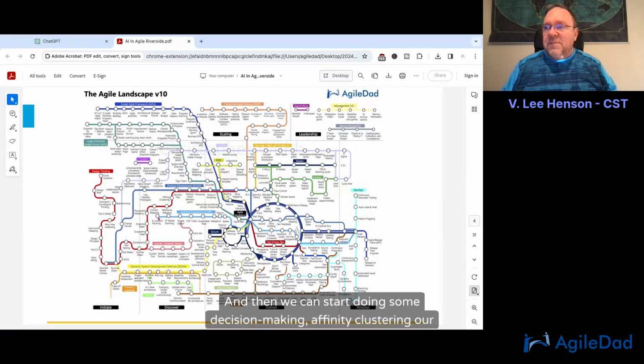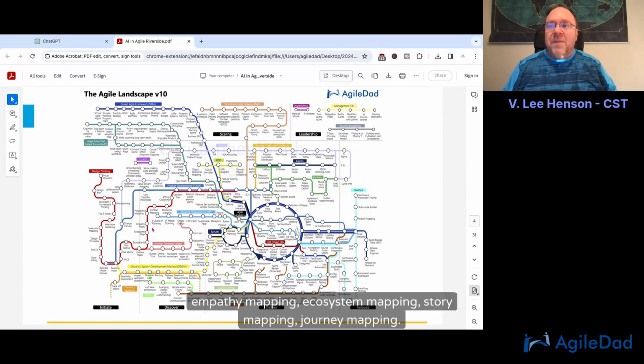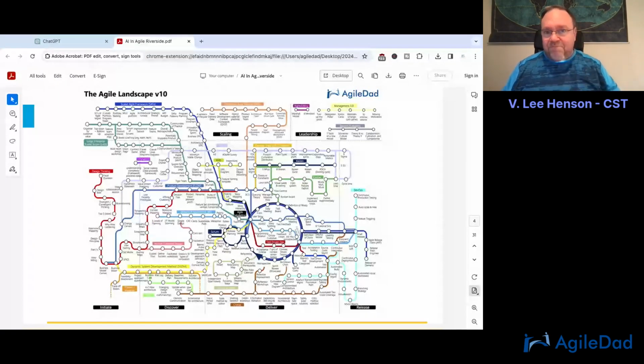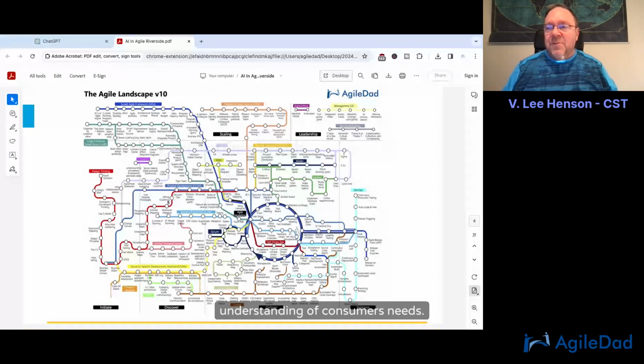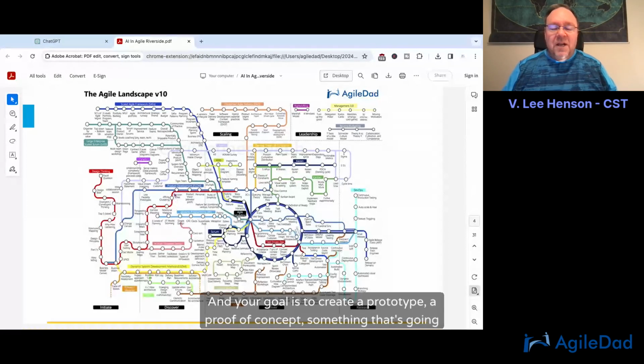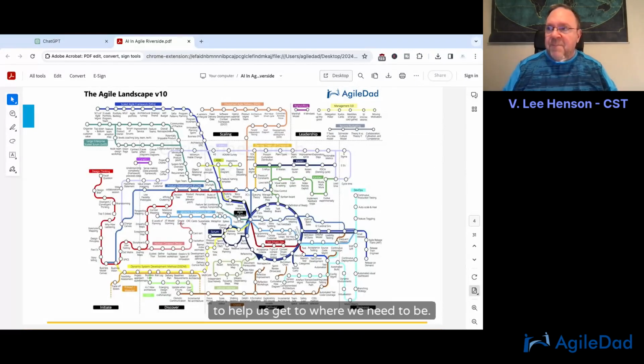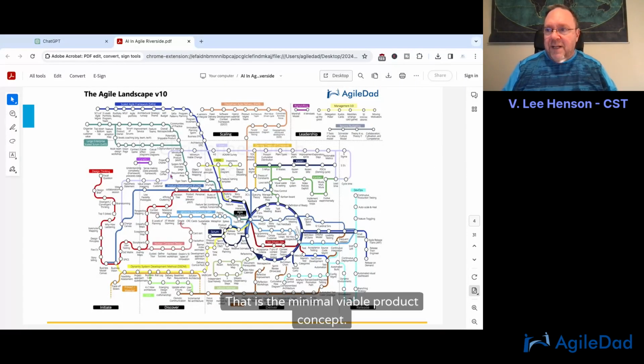And then we can start doing some decision making, affinity clustering our features, doing some relational mapping, context mapping, perspective mapping, empathy mapping, ecosystem mapping, story mapping, journey mapping. Insert your mapping here, right? So this is where you're going to try to map to make sure you have a deep understanding of consumers' needs. And your goal is to create a prototype, a proof of concept, something that's going to help us get to where we need to be. That is the minimal viable product concept.